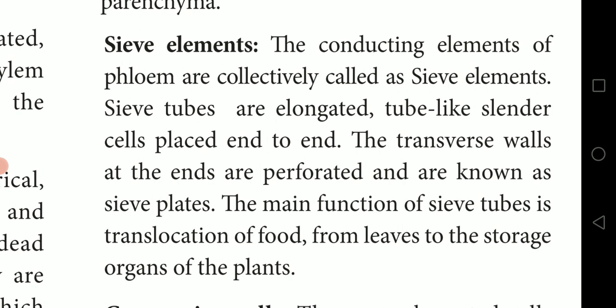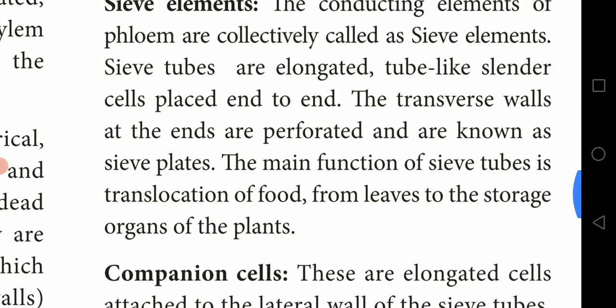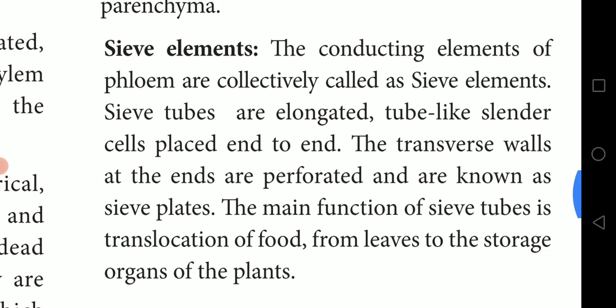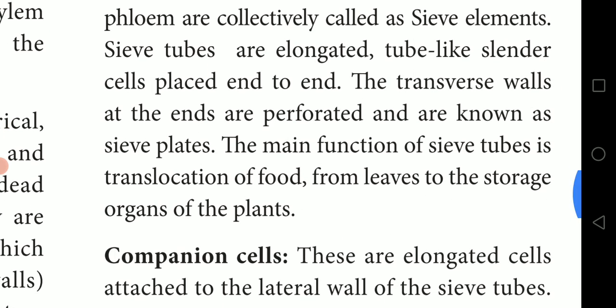Sieve tubes are elongated, tube-like slender cells placed end to end. Slender means shaft-like structures. The transfer walls at the ends are perforated and are known as sieve plates.